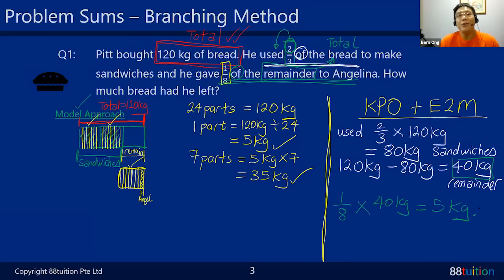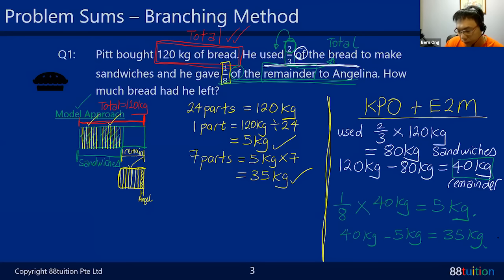Okay? Then you use your KPO again. How much is left? In the beginning, I got 120 kg. I use 80 kg to make sandwiches. I'm left with 40 kg. From the 40 kg, I still have to give 5 kg to my wife, Angel. And therefore, I'm left with 35 kg.